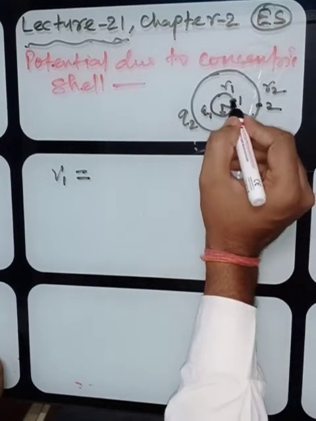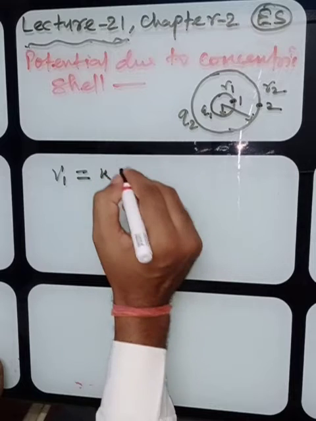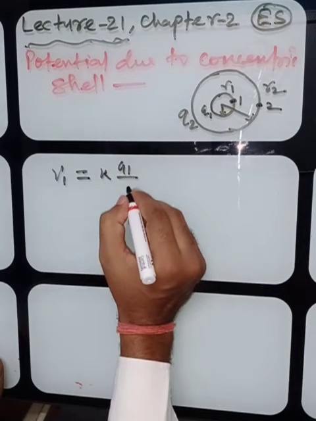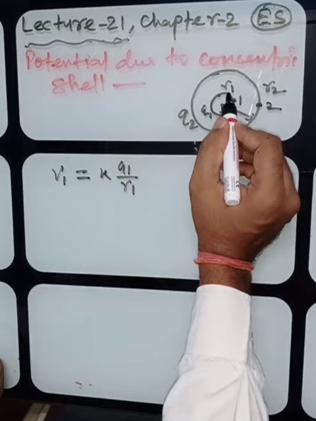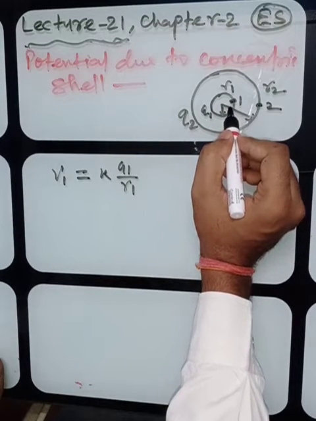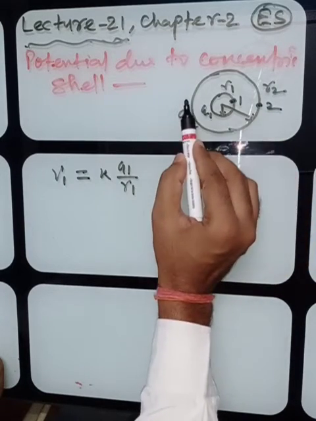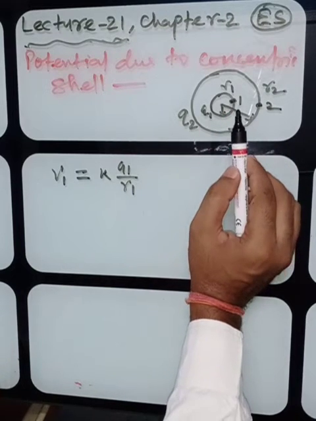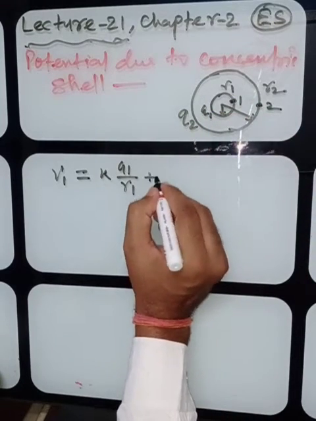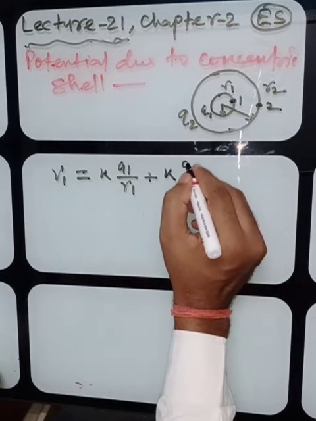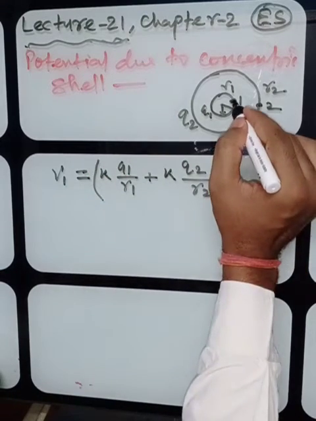Try to learn. At 1, the potential due to this particular cell will be K Q1 divided by R1. But inside the bigger cell, we know that the potential is constant everywhere, and it is equal to the potential at the surface of this cell. So this will also be summed up, and it is K Q2 by R2. So this is the net potential at point 1.